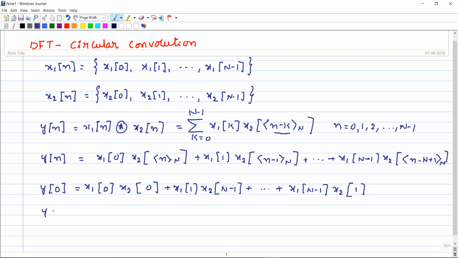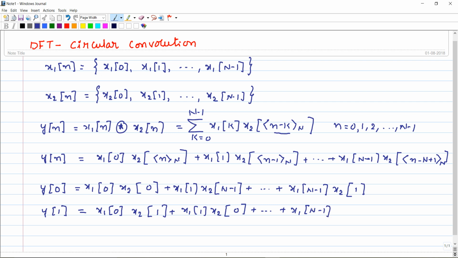Now what happens if n equals 1? So y of 1 would be equal to x1 of 0, x2 of 1 modulo n, which would be 1, plus x1 of 1 multiplied with x2 of, n is 1, so if you substitute n with 0 you'll get 0 modulo n, which is again 0, and so on, plus what would be the last term?